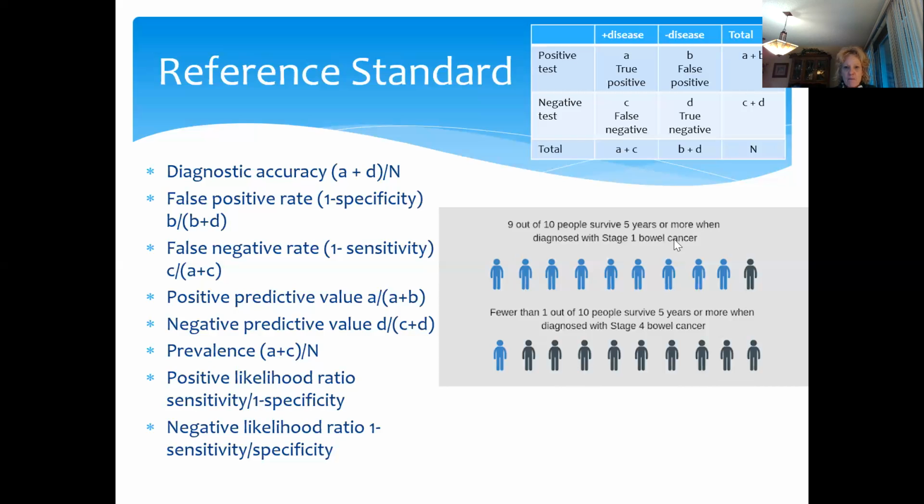So this figure talks more about when we're looking at prognosis for people with bowel cancer. So we know that 9 out of 10 people will survive 5 years or more when diagnosed with stage 1 bowel cancer. But we also know that fewer than 1 out of 10 people survive 5 years or more when diagnosed with stage 4 bowel cancer. So these are looking at those likelihood ratios.